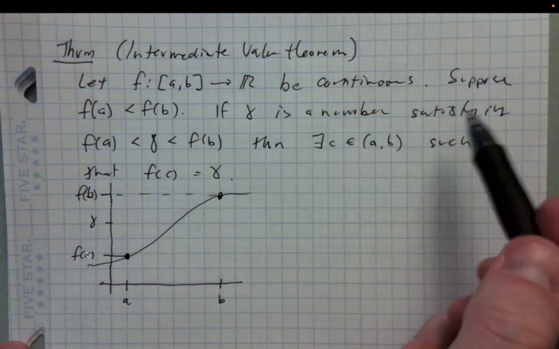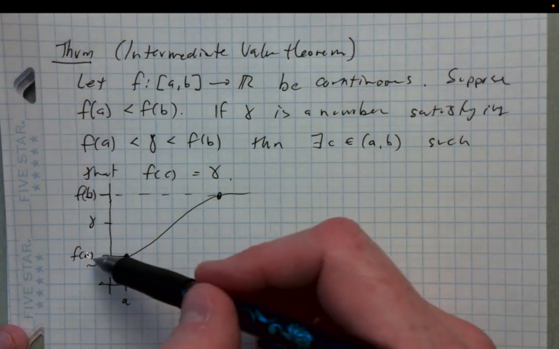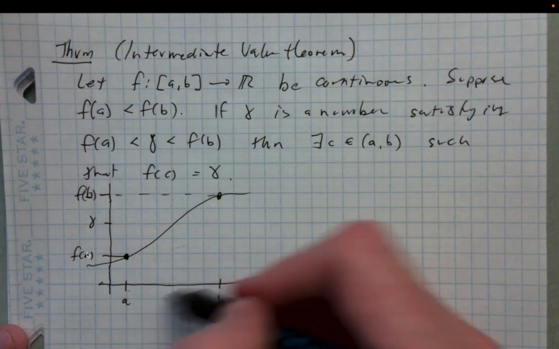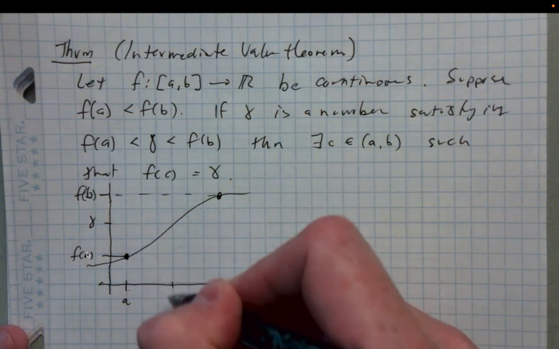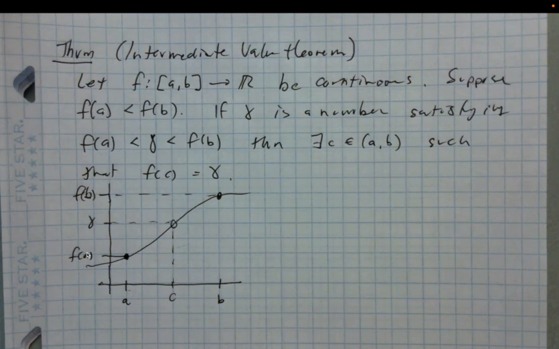Okay, and so what this theorem says is that if the function is continuous on this interval between a and b, and there's some gamma between f of a and f of b, there must be a c in here, and namely right here, such that f of c is equal to delta. There must be some number in that interval ab, which when evaluated on f, gives you this gamma. Right, so that's the simple visual of the intermediate value theorem.